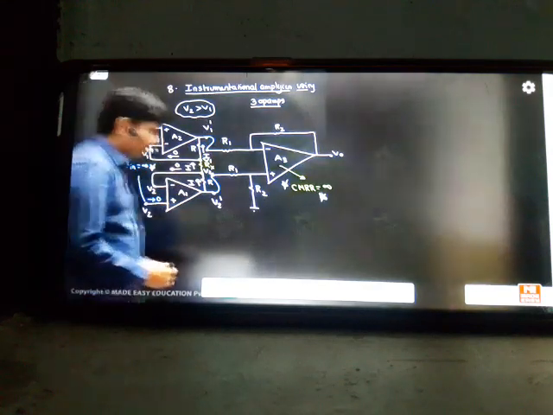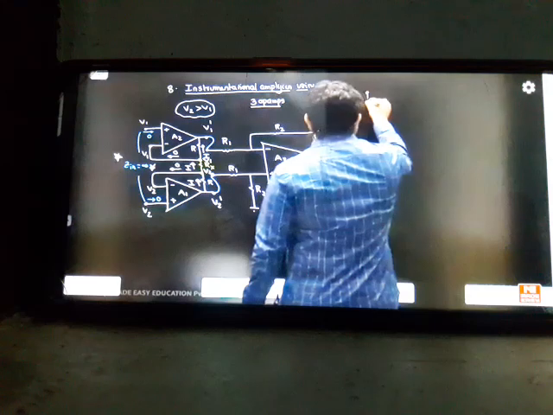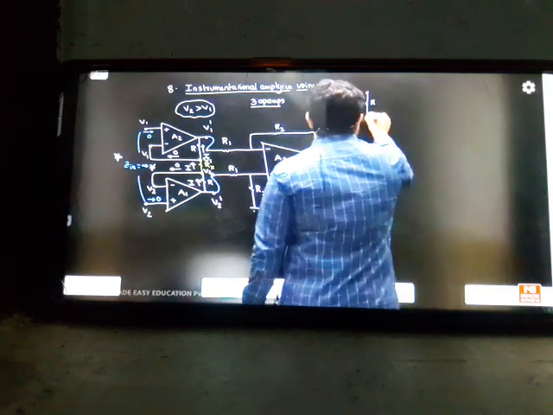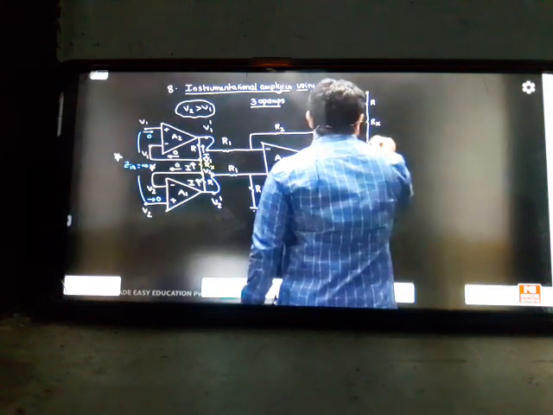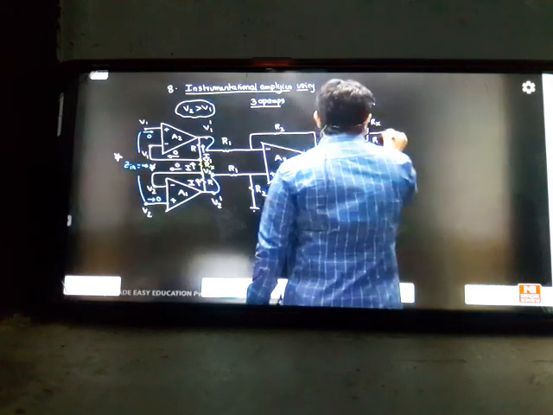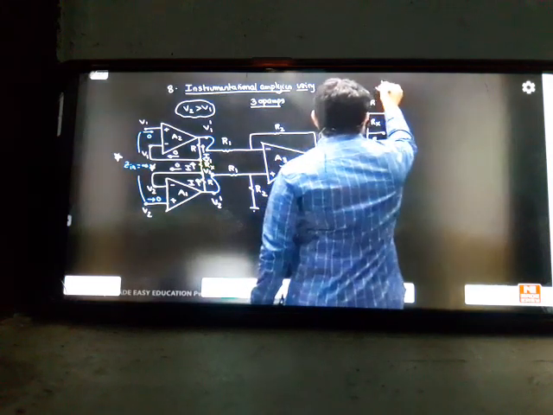Because we have some drops here. We'll take this network outside to understand it better. The network is like this. We have R here. Next we have Rx. Next we have R. Here the bottom side is V2 dash. This is V2. This is V1. This is V1 dash. And the current is going the same.